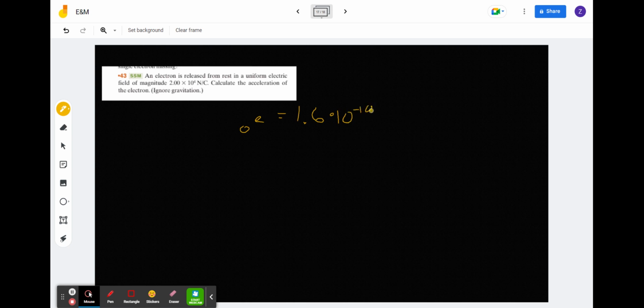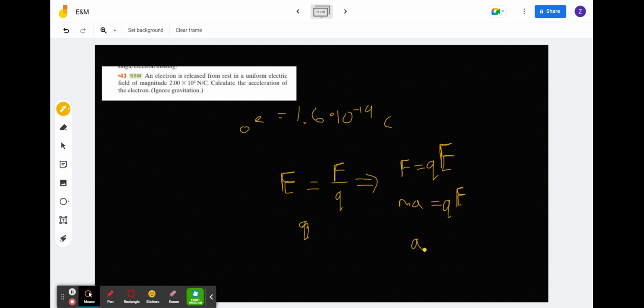So if there's an electric field, what that means is that E is equal to your force divided by your charge, which is the other formula. Therefore, your force on the particle is equal to Q times E, your charge times your electric field. And then we also know from Newton's second law that the force is equal to ma, which is equal to QE. Thus, a is equal to QE by m, and once you plug in all those values, you should be able to solve for it.